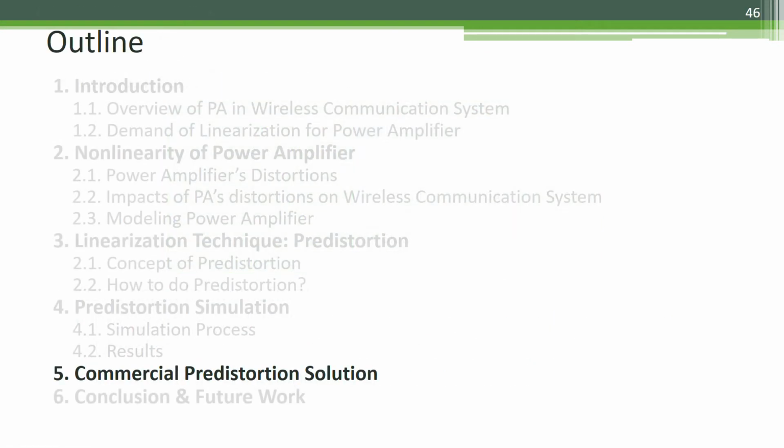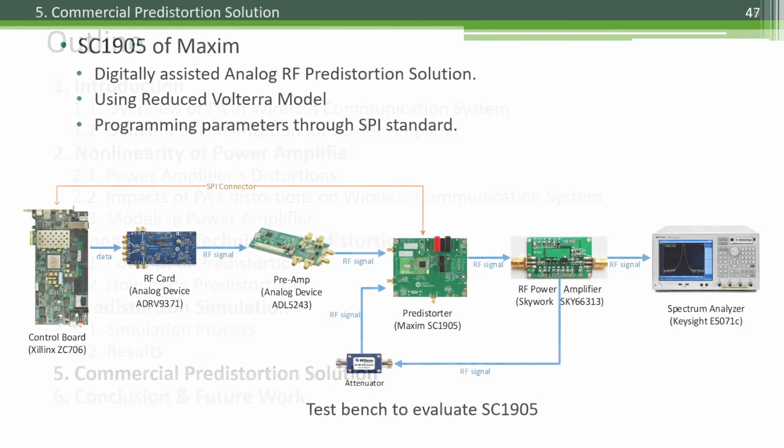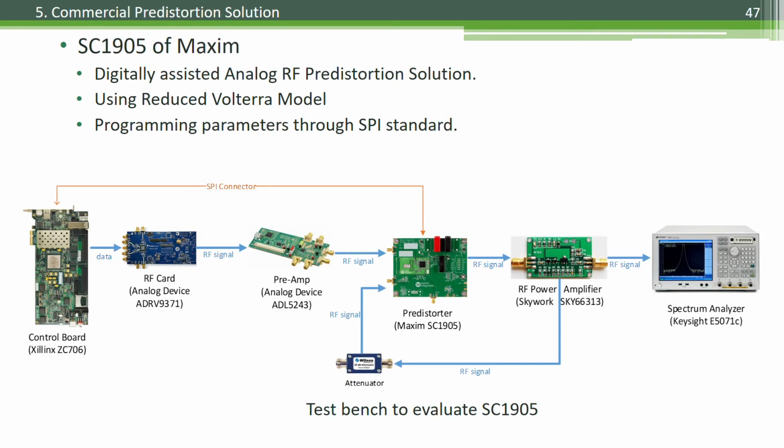Part 5, commercial predistortion solution. When I took an internship at Viettel, I had a chance to approach a commercial predistortion solution. It is the SC1905 from Maxim. It is a digitally assisted analog IF predistortion solution, and it uses the reduced Volterra model to model the predistorter. And I can program its parameters through the SPI standard.